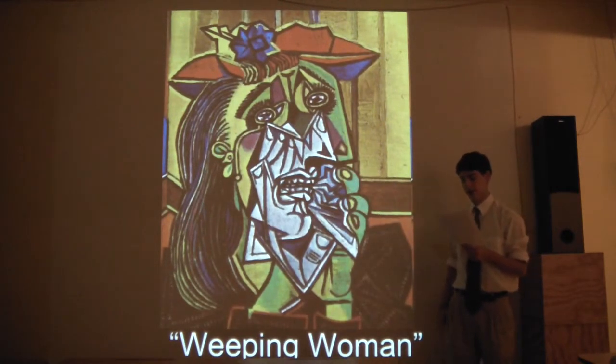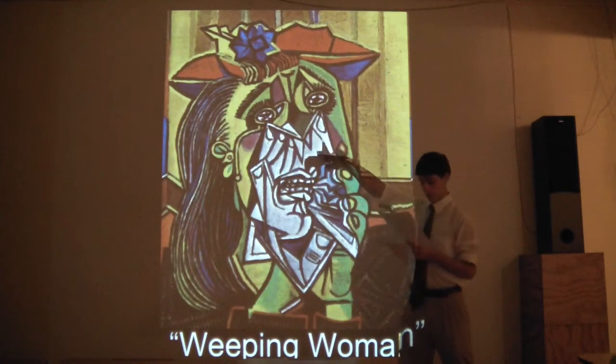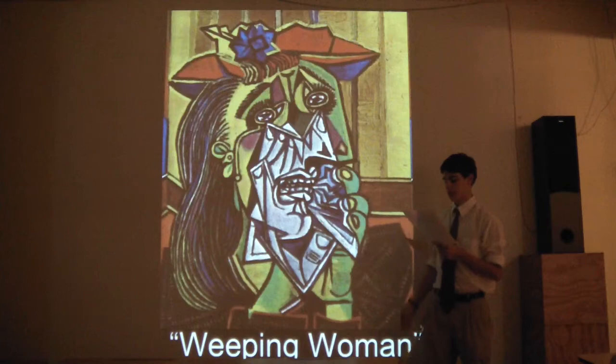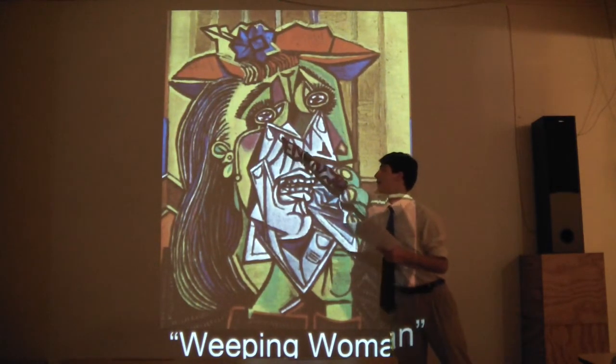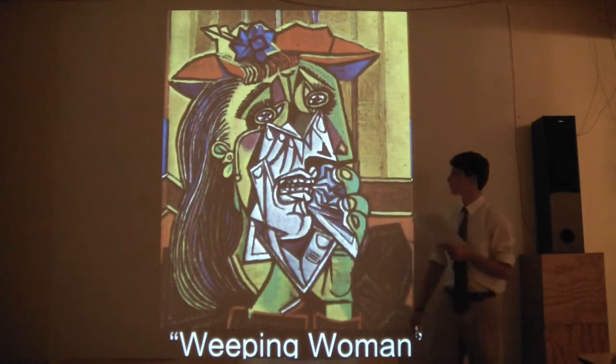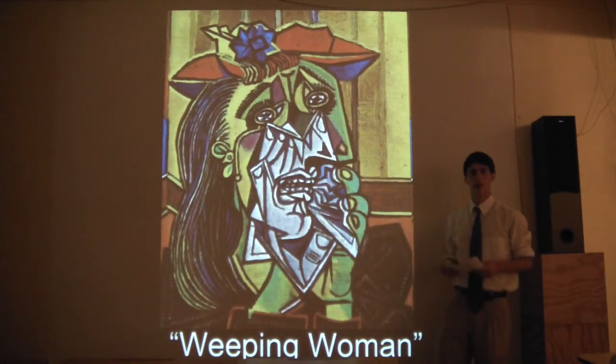Picasso did an interesting thing where he created the woman's fingers clustered together in a diamond-like shape, and at the same time her tears are her fingernails, if you look closely. Next slide.